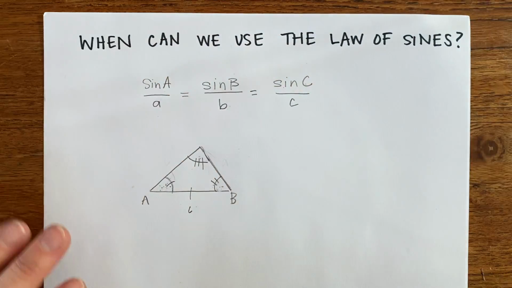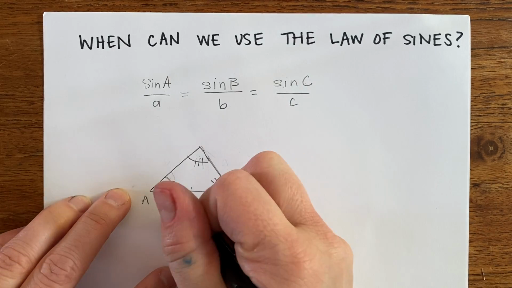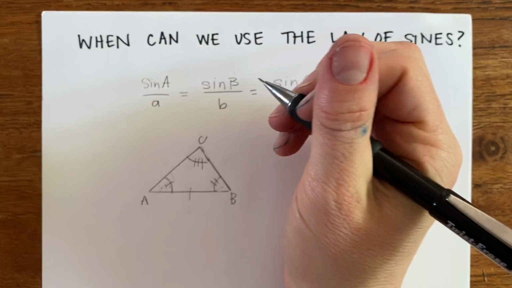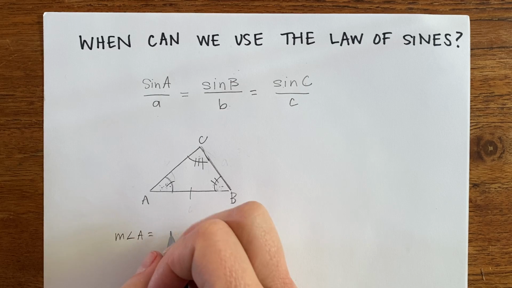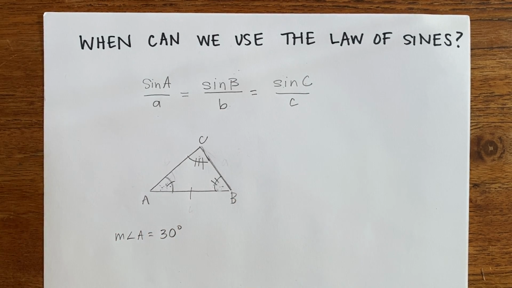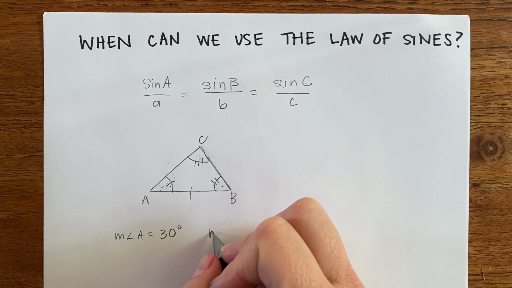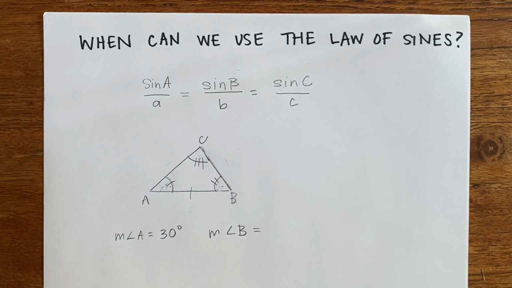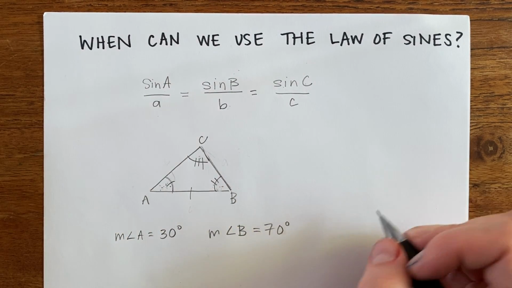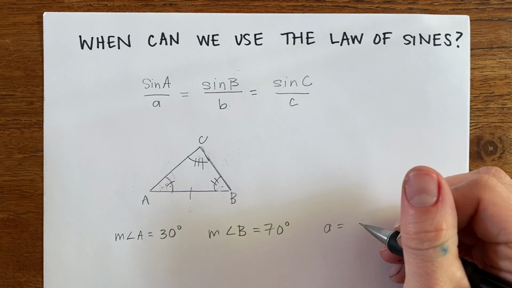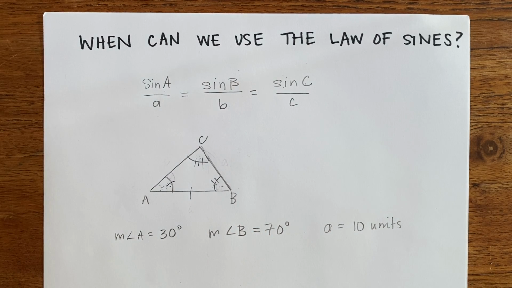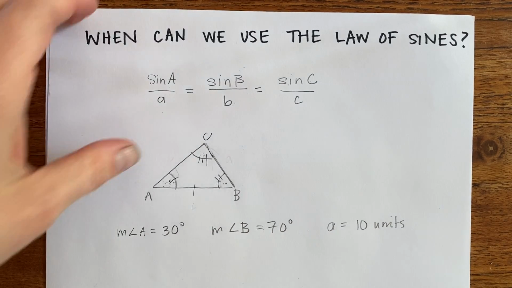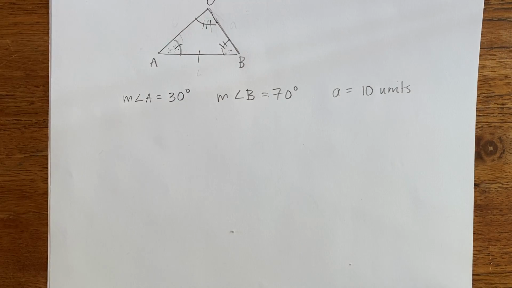Let's say we're given a triangle. Let's call this triangle ABC. And let's say we know that the measure of angle A is 30 degrees. And let's say that we know the measure of angle B is 70 degrees. And let's say side A measures 10 units. Can we determine the rest of the information in the triangle? And yes, we can. So here's how we use the law of sines.